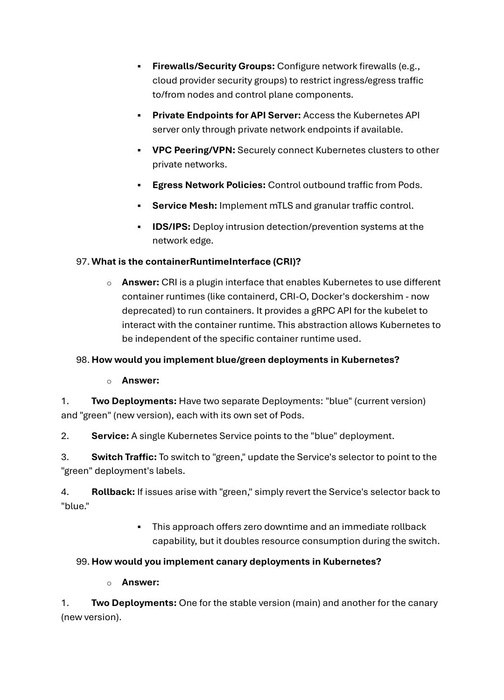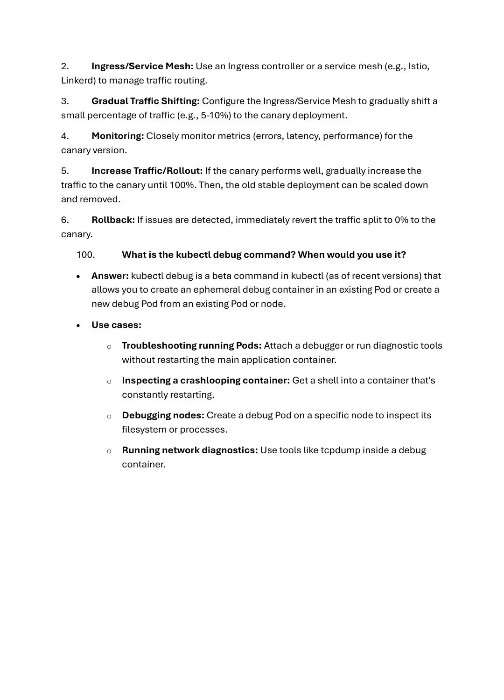99. How would you implement canary deployments in Kubernetes? Answer. 1. Two deployments. One for the stable version, main, and another for the canary, new version. 2. Ingress or service mesh. Use an Ingress controller or a service mesh, for example, Istio or Linkerd, to manage traffic routing. 3. Gradual traffic shifting. Configure the Ingress or service mesh to gradually shift a small percentage of traffic, for example 5 to 10%, to the canary deployment.